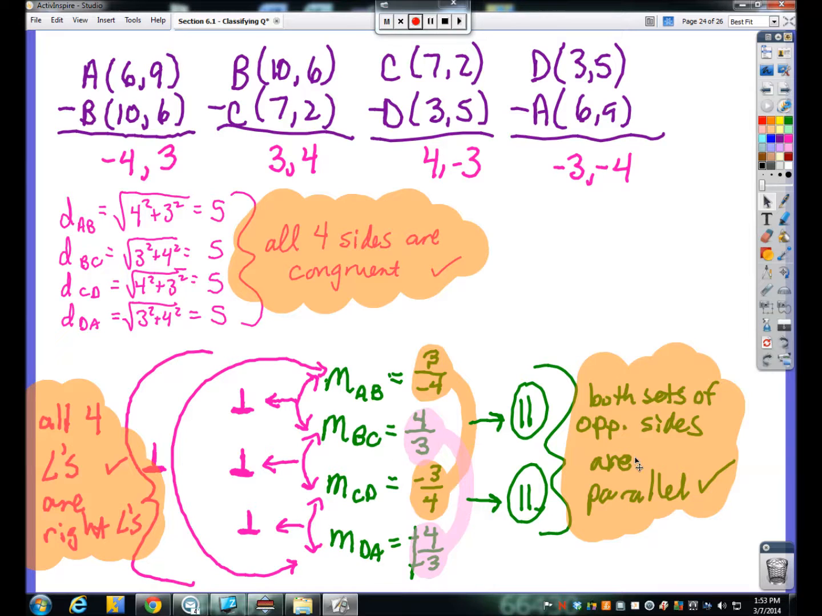So slopes, there's always 2 things to be on the lookout for: equal slopes for parallel sides and negative reciprocal slopes for right angles. Then you're only really using your distances one time just to determine if there are congruent sides or not. So that is to prove that a square really truly is a square. Now, we're going to do one more problem together.